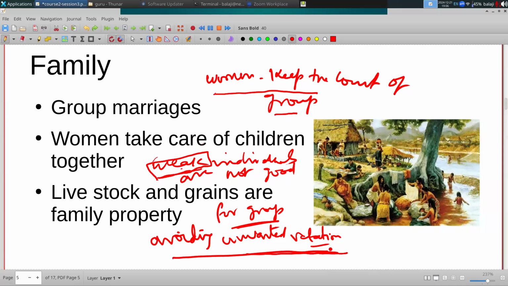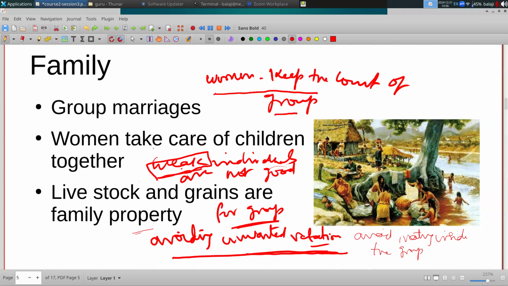Okay, now these unwanted relationships are avoided. Slowly they avoid mating inside the group.